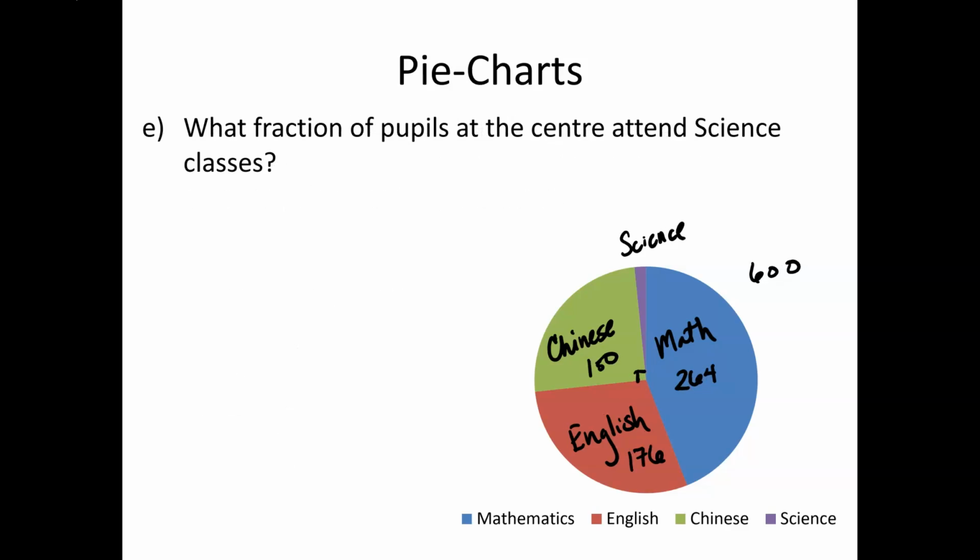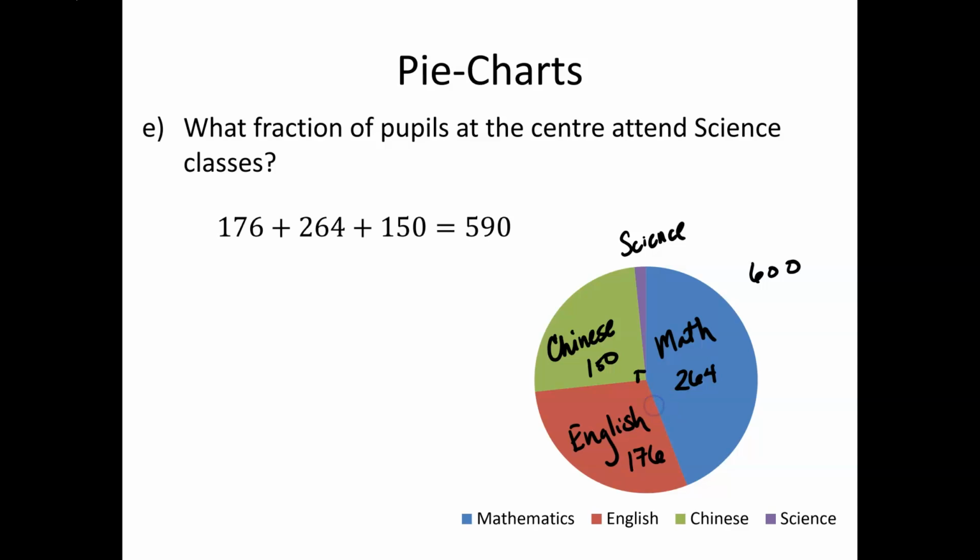All right, what fraction of pupils at the center attend science classes? Well, in order to find the fraction of the pupils attending science classes, I am going to need to add up the students attending all of the other classes. We already know what our whole is, so we're going to add the other students up, and then we're going to subtract that from our whole, and then we're going to find a fraction.